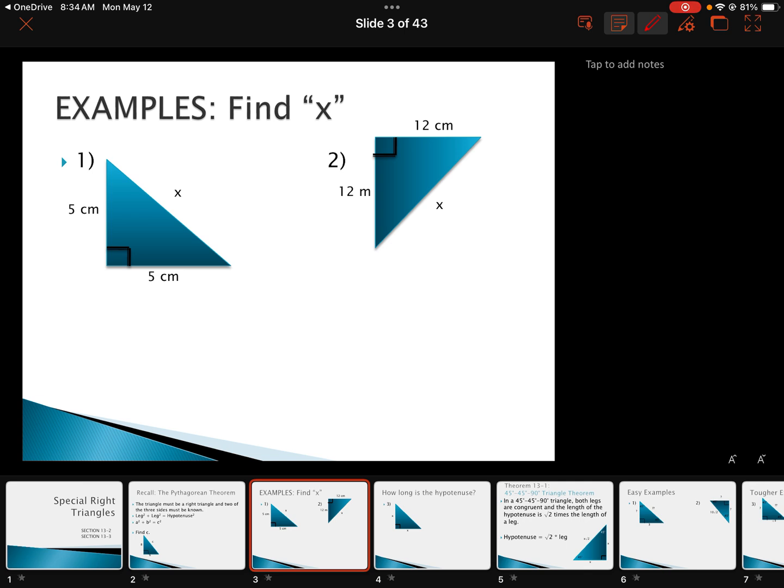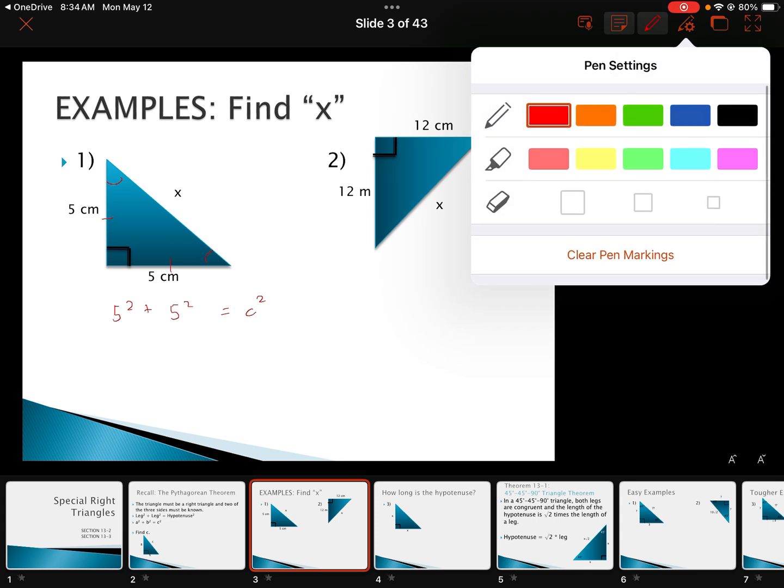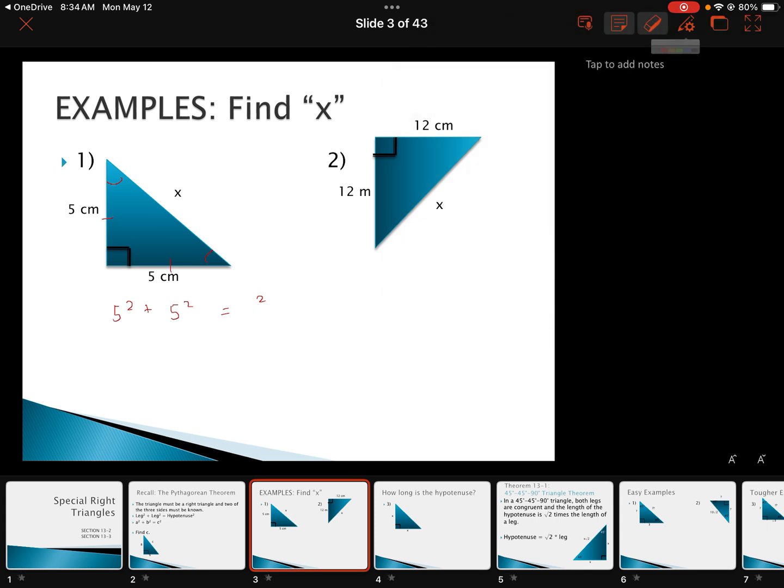Number 1, let's find x. Notice how we have two congruent sides of a triangle. That's going to create congruent angles here. Just pointing that out. Leg squared plus leg squared equals hypotenuse squared. The hypotenuse length is actually x, so maybe I'll just put an x there. 5 squared is 25 in both of those spots. So 50 equals a number squared, which means your number is the square root of 50.